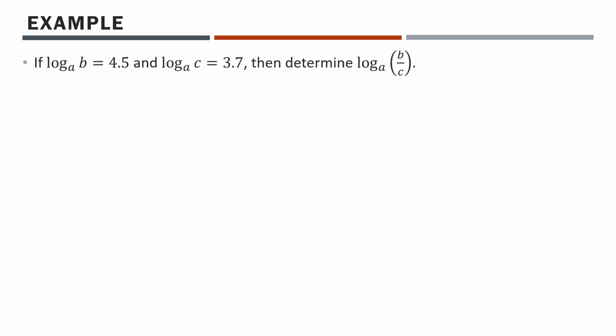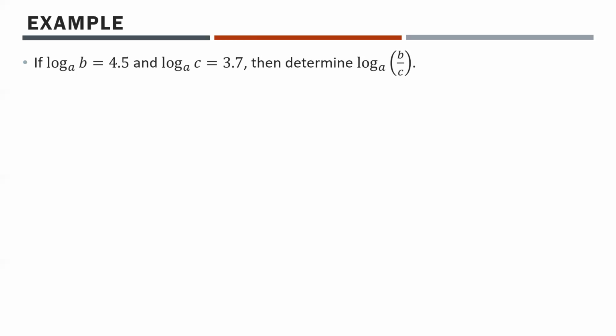If log base a of b is equal to 4.5 and log base a of c is equal to 3.7, then determine log base a of b over c. I'd like you guys to think about this one and give it a try on your own. So I'd appreciate if you just pause the video here and try it. And hopefully we're able to get a solution to this, but if you weren't, I don't blame you.